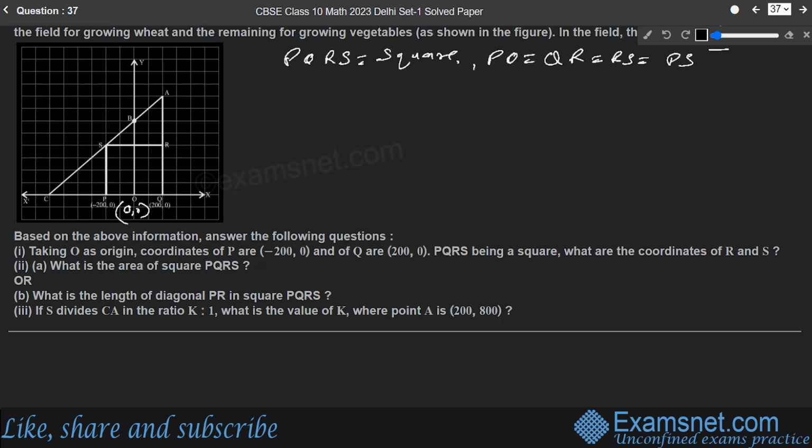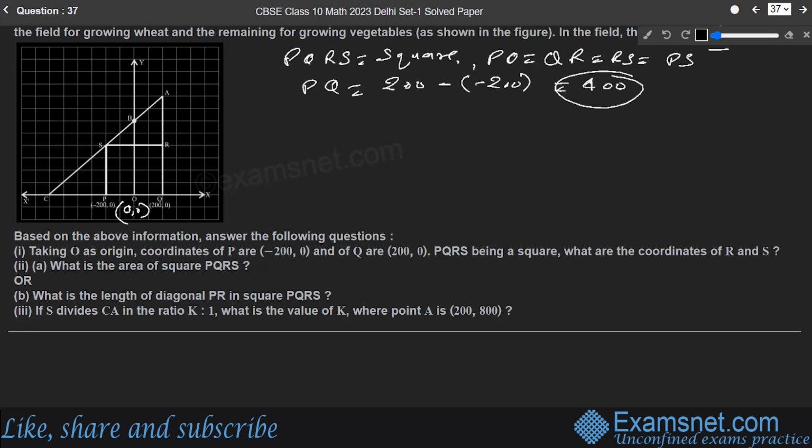So let us find out the length of PQ. The length of PQ is nothing but, by the coordinates, it is 200 minus of minus 200, because the coordinate P has got the x coordinate as minus 200, and coordinate Q has got the x coordinate as 200. So if you solve this, this becomes 400. So the length of PQ is nothing but 400 units.